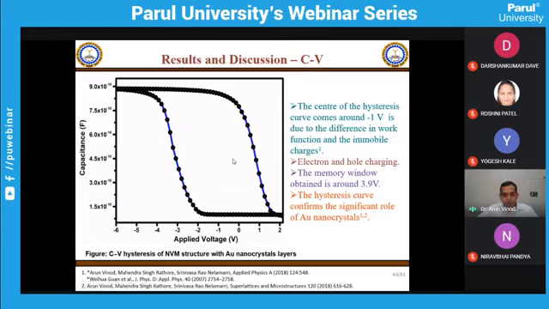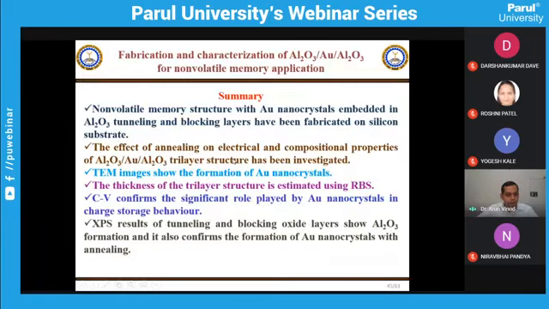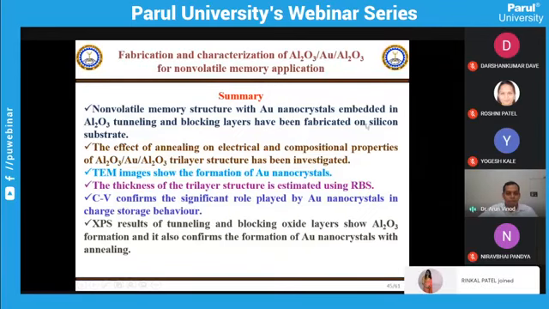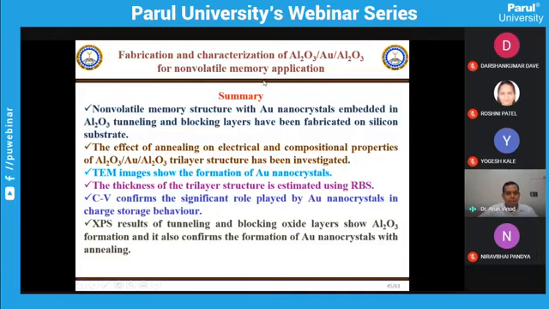For non-volatile memory behavior, to sum up, the non-volatile structure with Al2O3 tunneling and blocking layers with gold nanocrystals embedded has been fabricated on a silicon substrate, and the results indicate non-volatile memory behavior of gold nanocrystals, confirmed through capacitance voltage measurements. XPS also confirms the formation of gold nanocrystals.